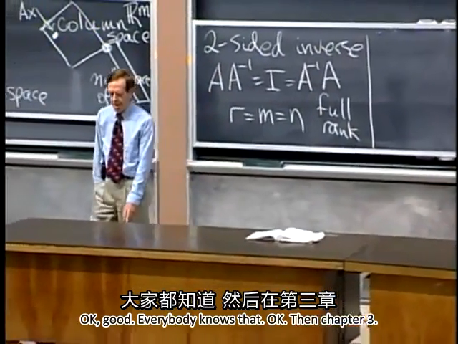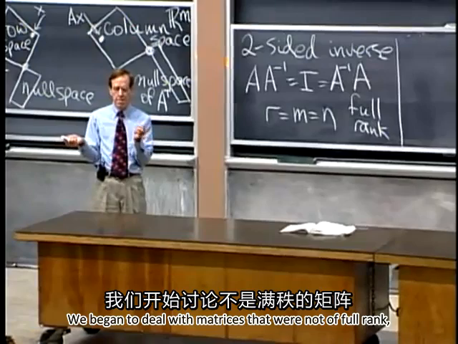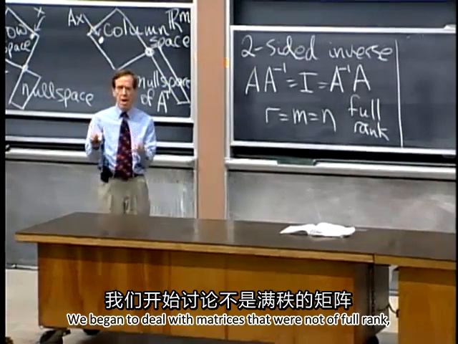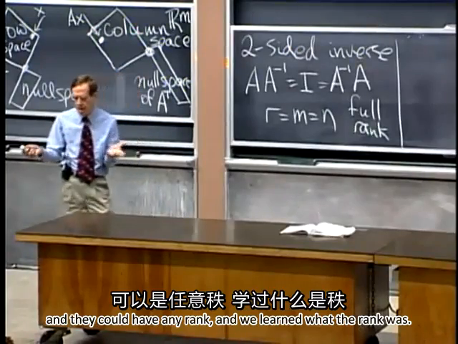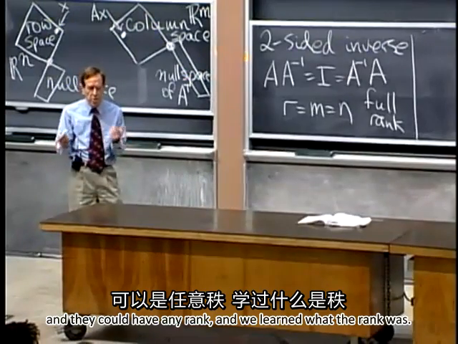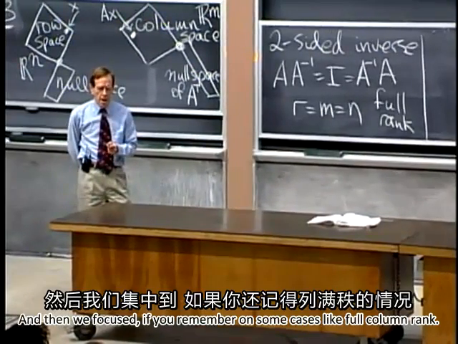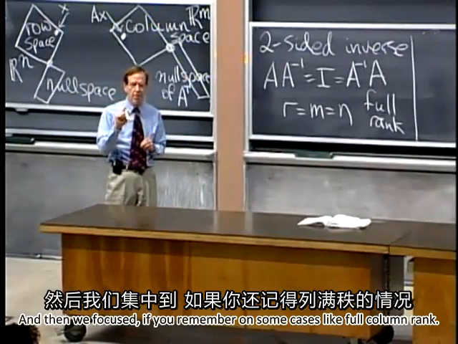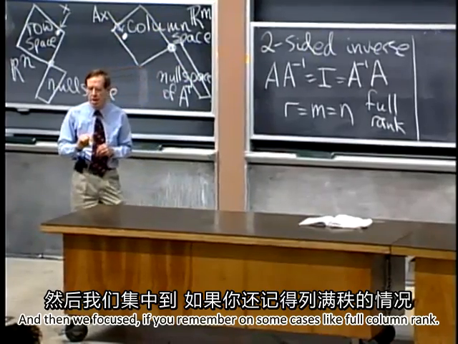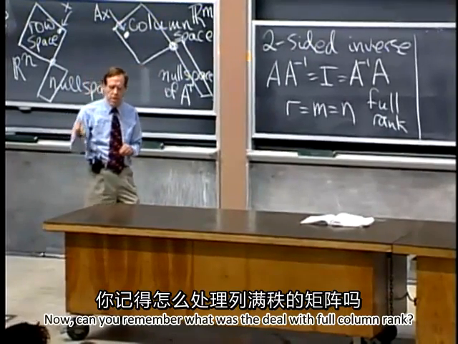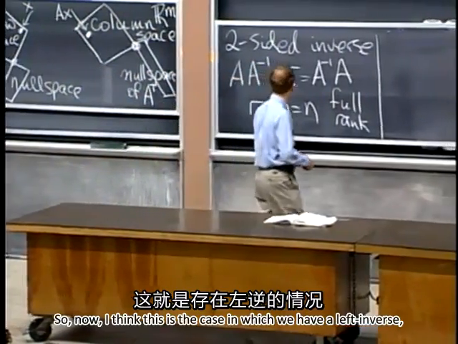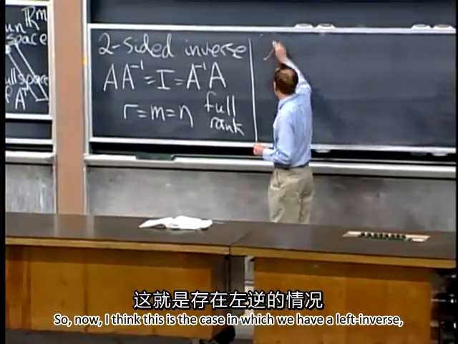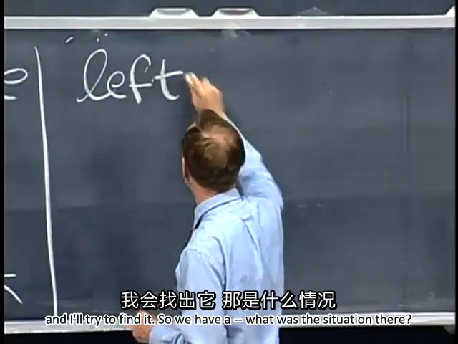Then chapter 3. We began to deal with matrices that were not of full rank. They could have any rank, and we learned what the rank was. And then we focused, if you remember, on some cases like full column rank. Now, can you remember what was the deal with full column rank? I think this is the case in which we have a left inverse, and I'll try to find it.